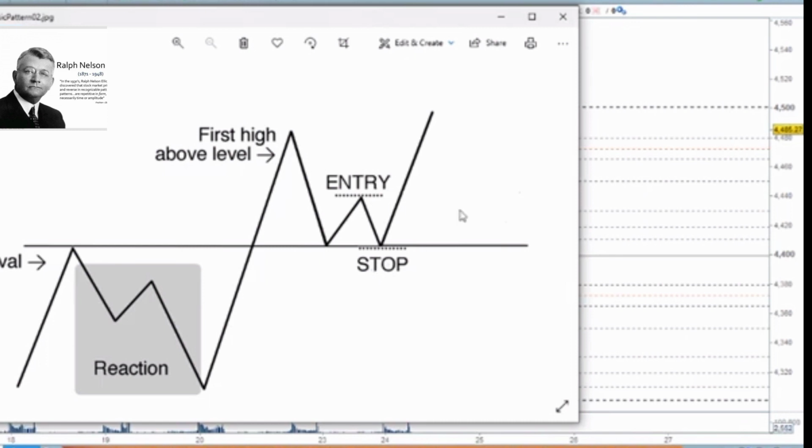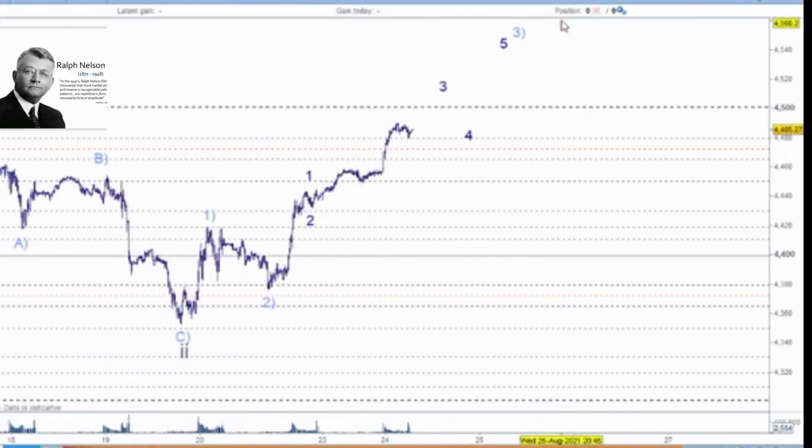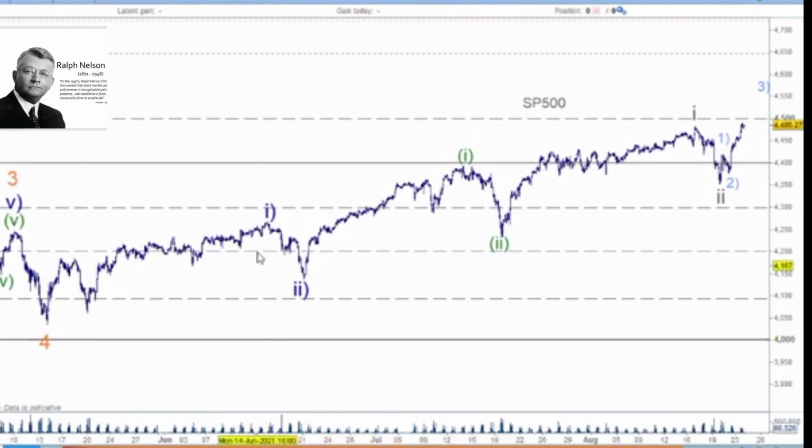And when you think about it, if we go back to the 2-hour chart here for a moment, we've got 1 and 2, and 1 and 2, and 1 and 2, so we're in the third of the third of the third of the fifth wave here, so we should see this chug along quite nicely, and it's starting to do that.